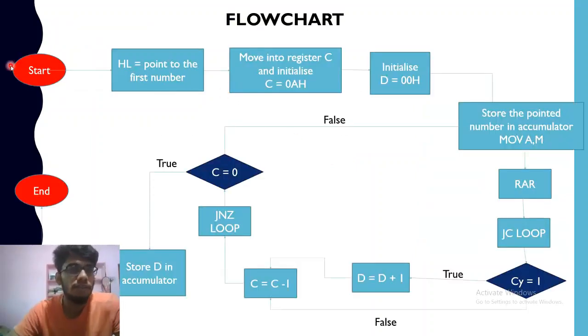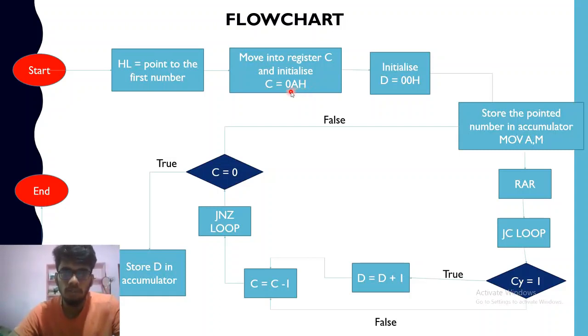Next, we have the flow chart of our operation, how we are going to approach this particular given problem. So first we will start with the HL pair, which will point toward the first number in the given series of numbers. Then we will move to the register C, which will be initialized to 0AH, which is basically for the number of integers for which we are going to recognize the odd integers.